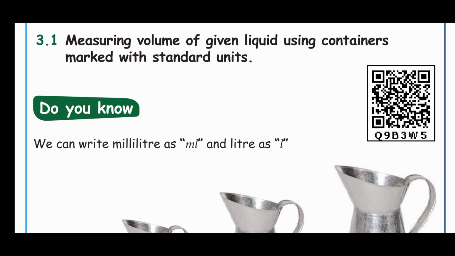Measuring volume of given liquid using containers marked with standard units. So they have given, do you know? We can write milliliters as ml and liters as L. Milliliter is small when compared to liters. So 1000 ml is equal to 1 liter.